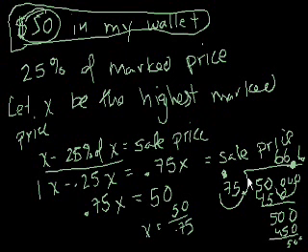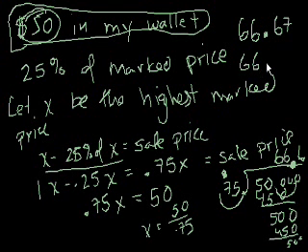But anyway, so the highest marked price I can afford is $66. And if I were to round to the nearest penny, 67 cents. If I were to write this as a repeating decimal, I could write this as 66.66 repeating. Or I also know that 0.6666 going on forever is the same thing as 2/3. So it's 66 and 2/3.